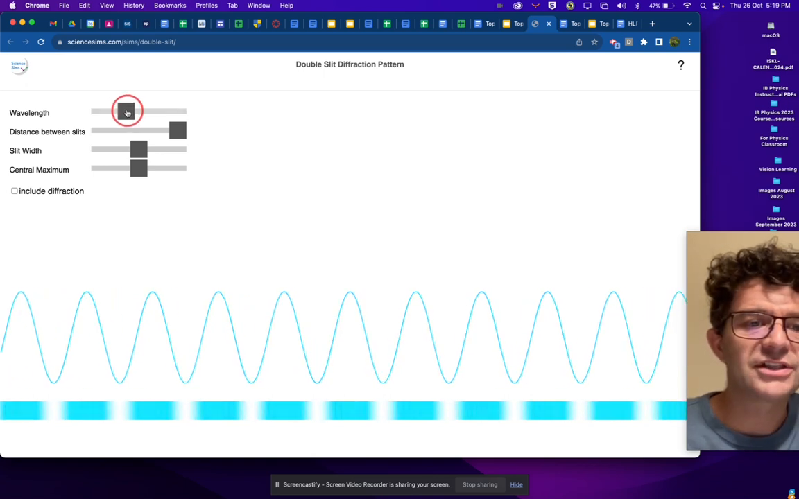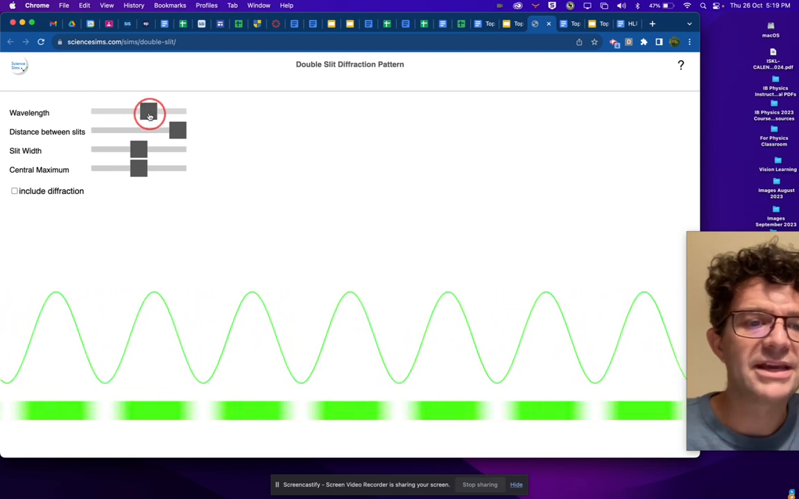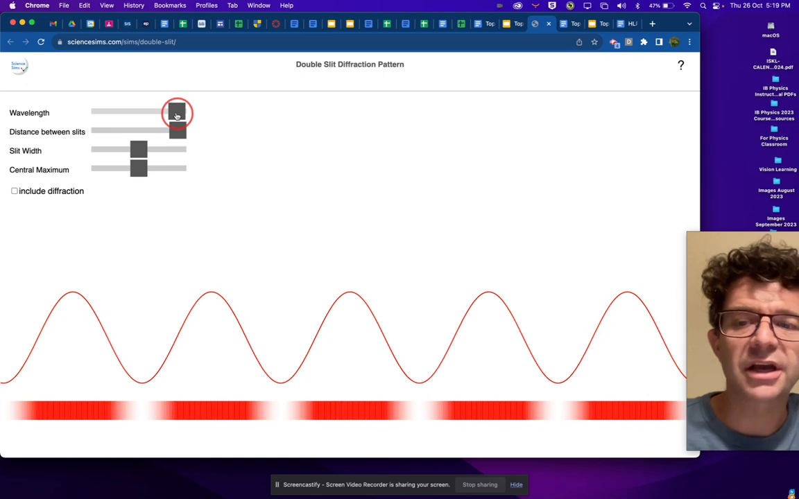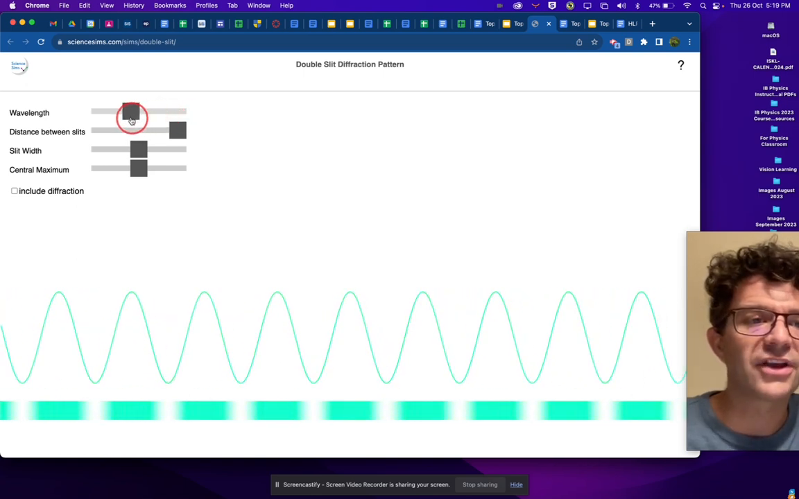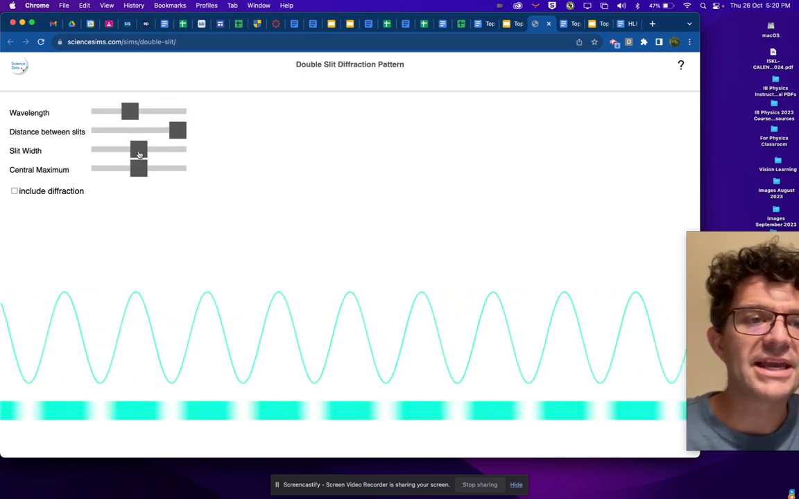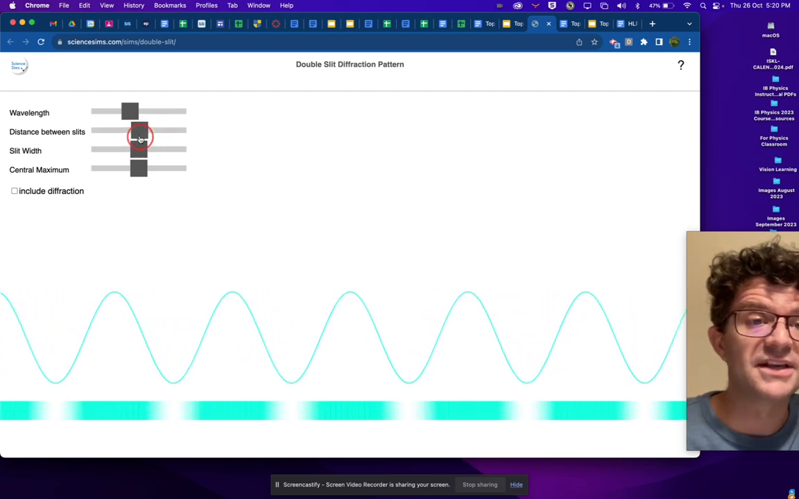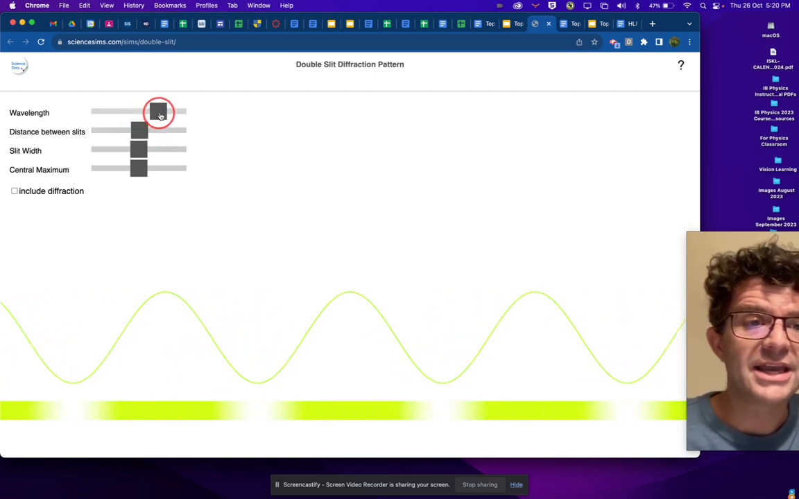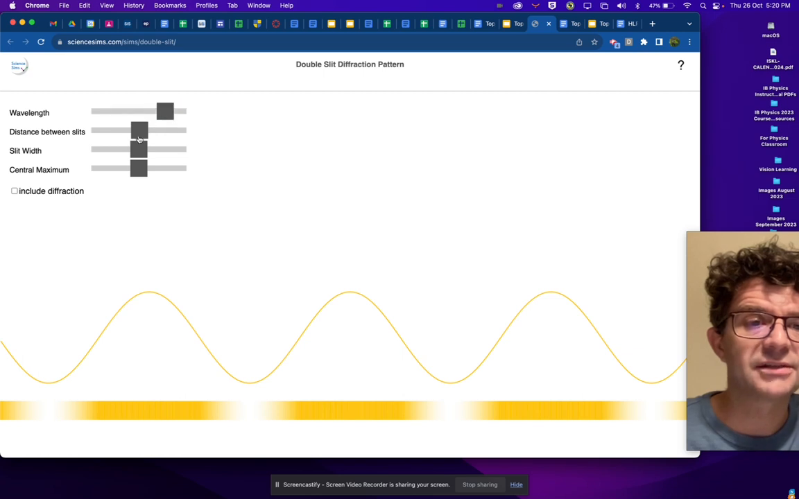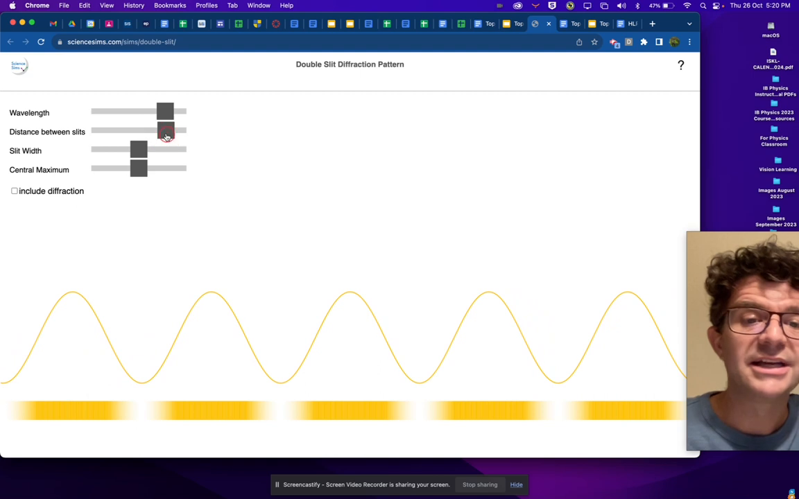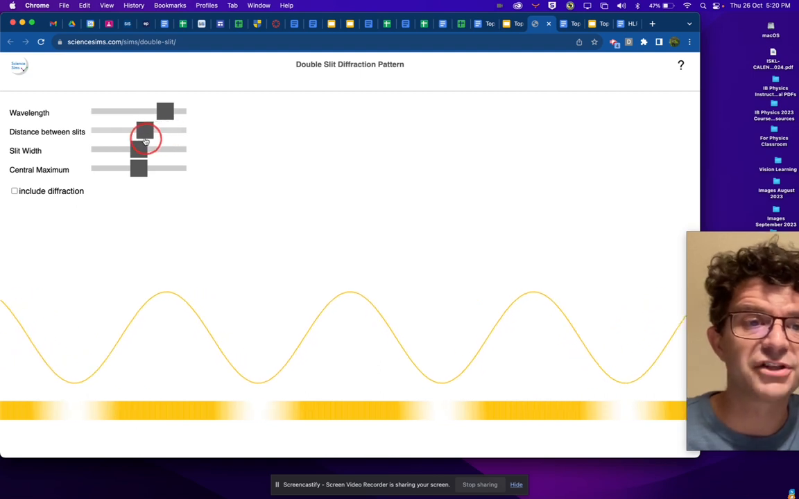So as we increase the wavelength, that's correct, we increase the spacing of those fringes. Here it's changing the color to show the color of light that we're using. On the other hand, if we decrease the distance between the slits, we'll also spread this out a little bit. So increasing the wavelength increases the spacing of the fringes. Increasing the distance between the slits decreases the spacing of the fringes.